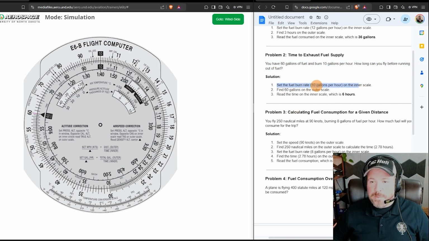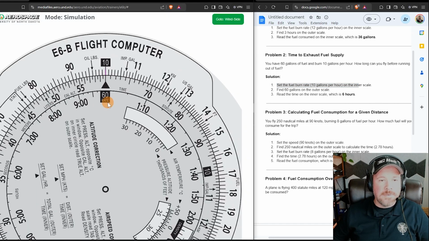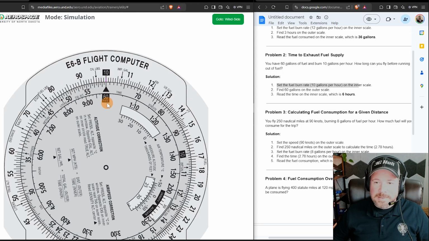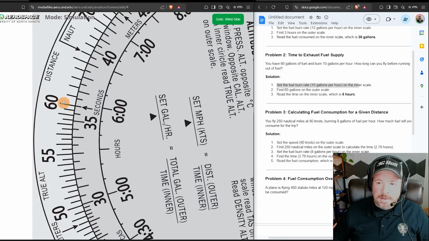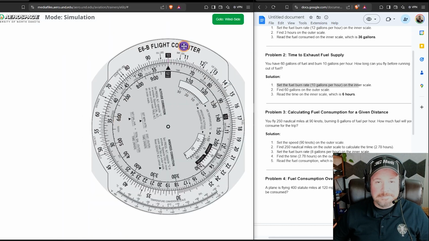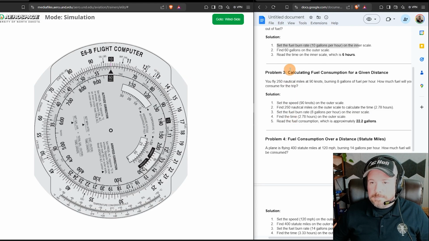Set the fuel burn rate at 10 gallons per hour on the inner scale. So on the inner scale, we have 10 gallons per hour. That looks close enough. Find 60 gallons on the outer scale. So 60 is over here. Then on the inner scale, you'll see the time. This is 6 hours. That makes sense. There we go.